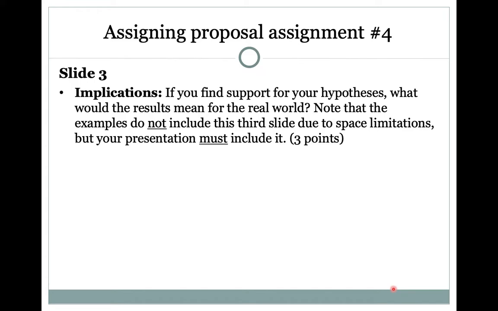If you find support for your hypotheses, what does it mean for the real world? The examples do not include this third slide due to space limitations, but your presentation must include it. The examples on the second page of the assignment sheet do not have this implications slide, but your presentation must have it. Basically this slide means: if you do find support for your hypotheses, what does that mean for the real world? Or rather, if you don't find support for them, what does that mean?